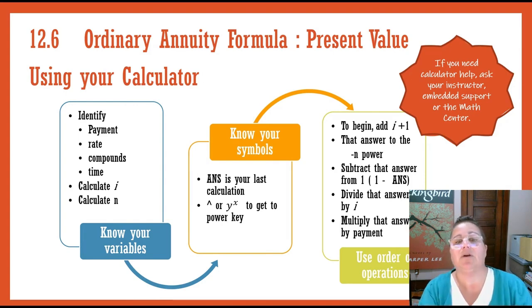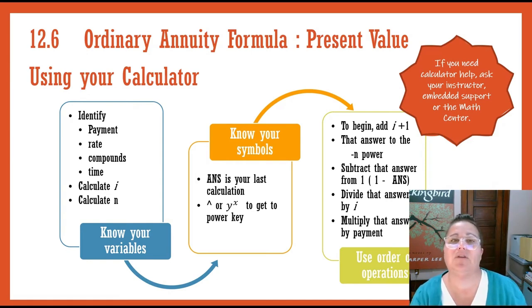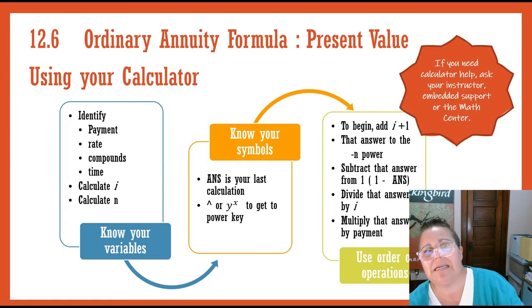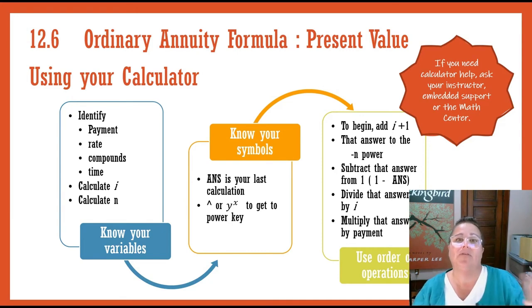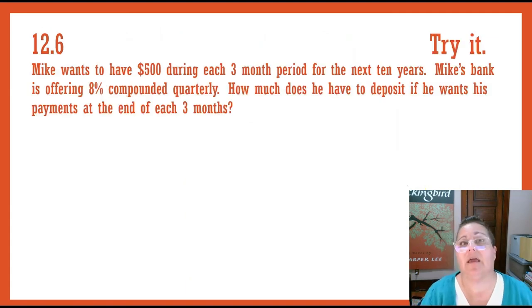All right. You're going to subtract that answer from 1. That may mean you have to use 1 minus second equals to get 1 minus answer. We're going to divide that then by I and multiply that final answer by the payment. An example of how that goes.